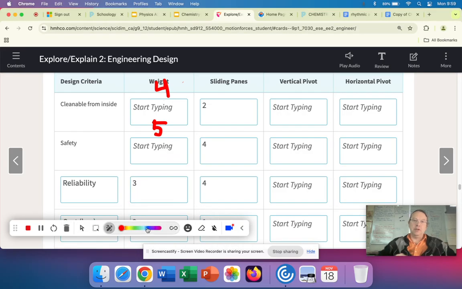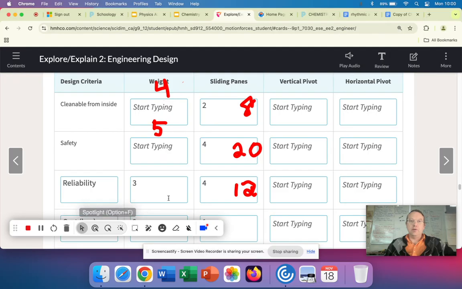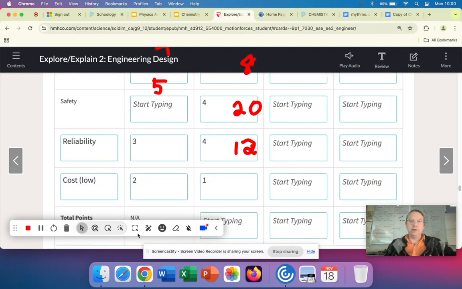So this would be 4 times 2, so this would be 8. 5 times 4, so it scored 20. 3 times 4 scored 12. And for cost, it did poorly. So we scored 2. So the total points, 28, 40, so it got 42 points.